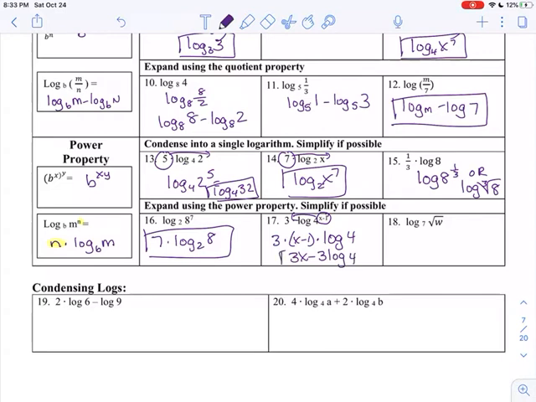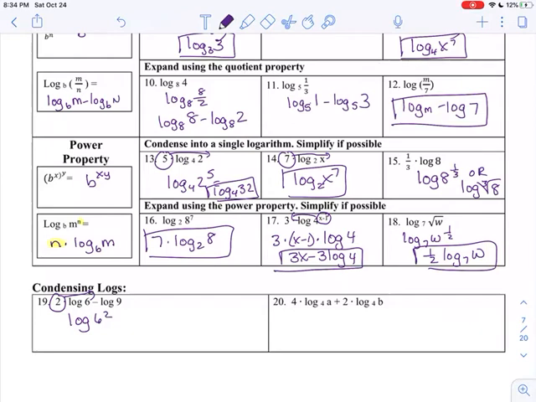Wait, let me just fix that. I'm not multiplying two separate logs, so it's 3x minus 3 log of 4. My mistake. Okay, and log base 7 of the square root of w, that's log base 7 of w to the 1/2, and that 1/2 can just come out in front. 1/2 log base 7 of w.